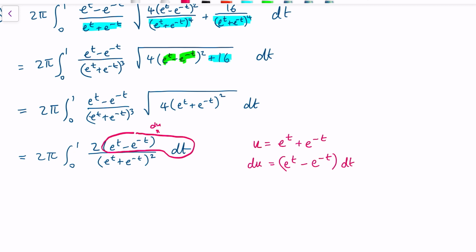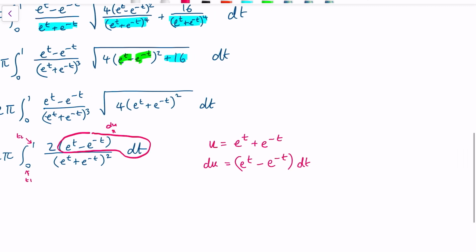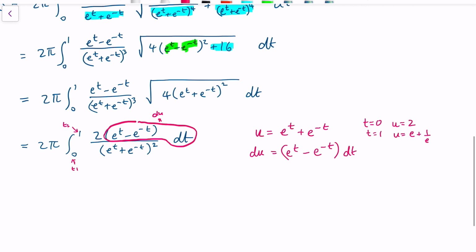Also, because the limits were t values, that was t1 and that was t2, we should change those. So when t is equal to 0, the bottom limit, u is equal to e to the 0 plus e to the 0, so 2. And when t is equal to 1, e to the 1 plus 1 over e, so e plus 1 over e. It's not that nice, but the rest of the stuff becomes very simple.